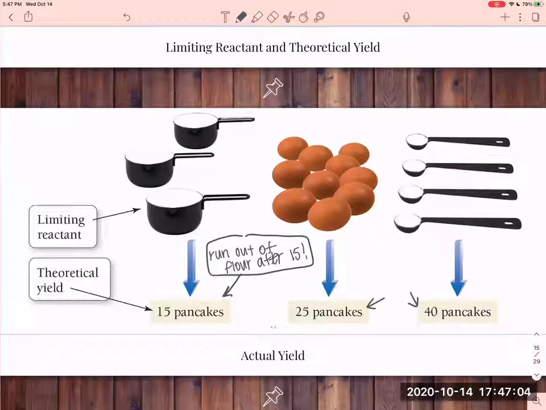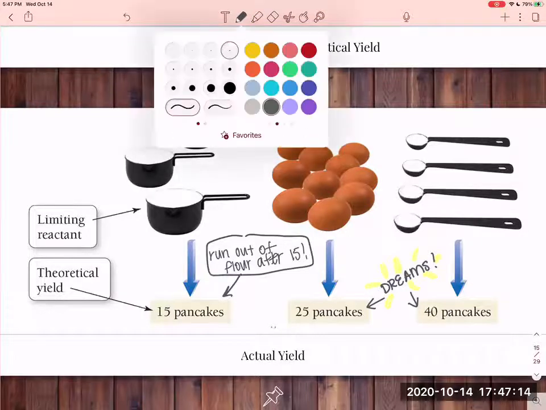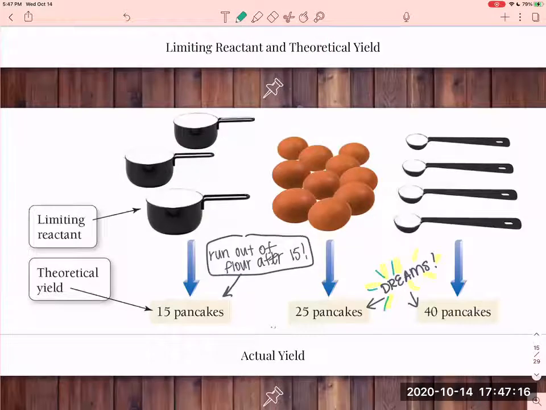call these numbers my dreams. I dream of 25 pancakes. I dream of 40 pancakes. Isn't that wonderful? It's in my dreams. In another universe where the laws of conservation of matter don't apply, I could maybe do that, right? Or if I don't follow my recipe, or if I go and buy more flour.